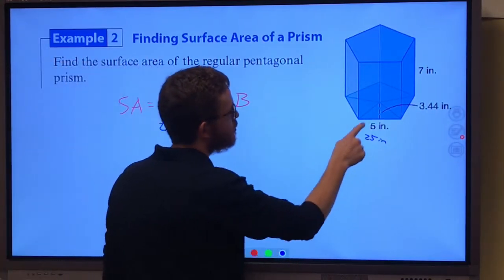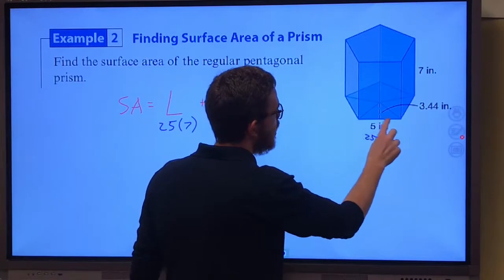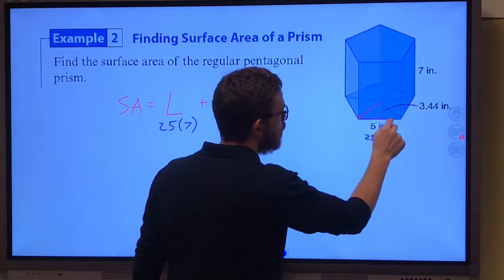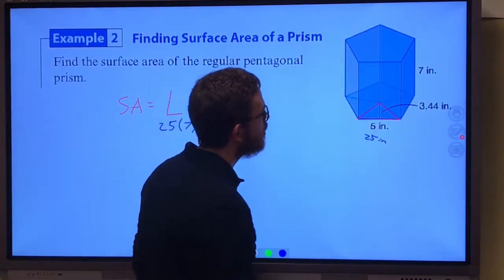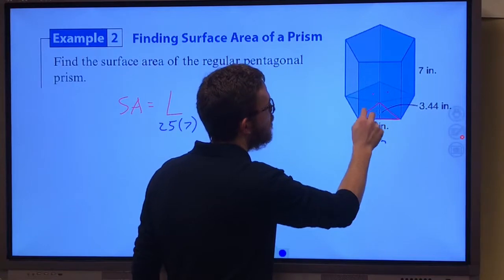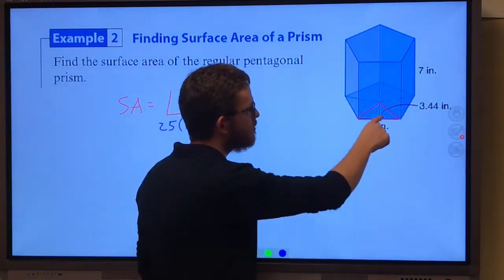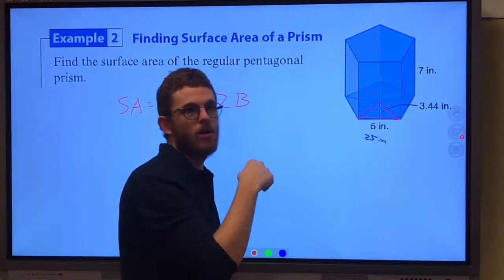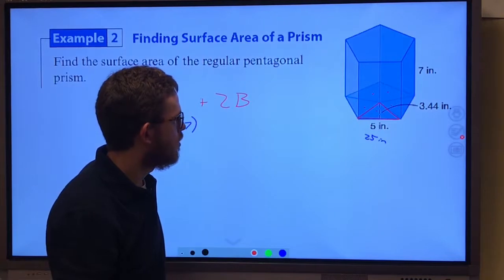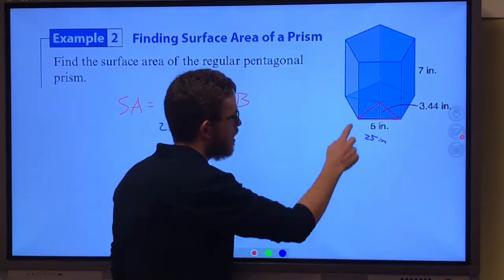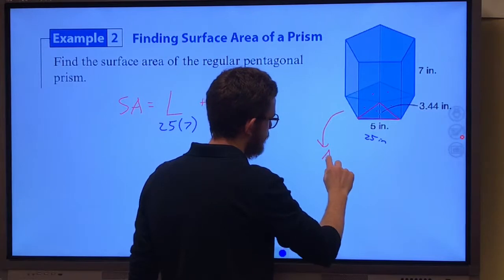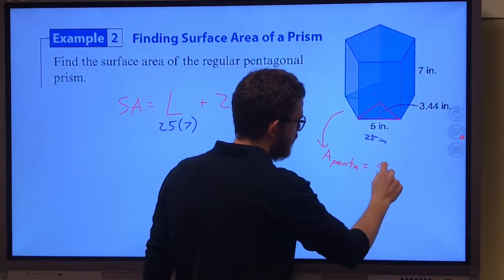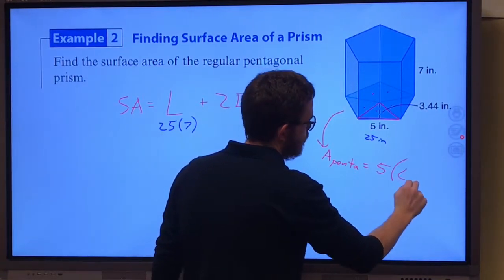And notice we're told this is 3.44. So I could find the area of this little triangle. Look at this. Right there, our pentagon's made up of 1, 2, 3, 4, 5 of those little triangles. And so if I can find the area of that little triangle, I can multiply it by 5 to find the area of this full regular pentagon. So the area of that pentagon is 5 of each of those triangles.